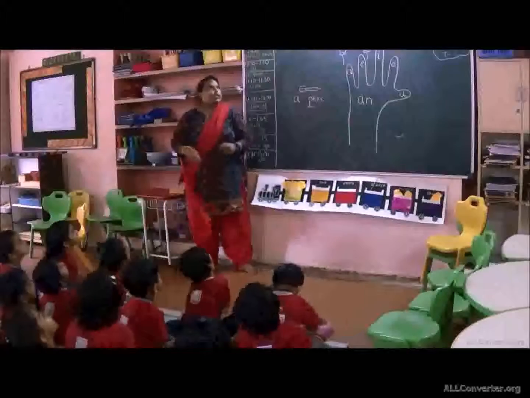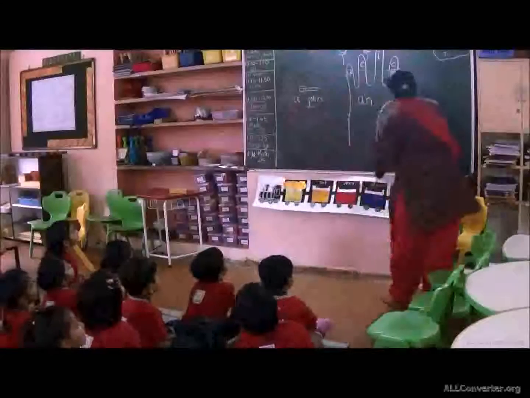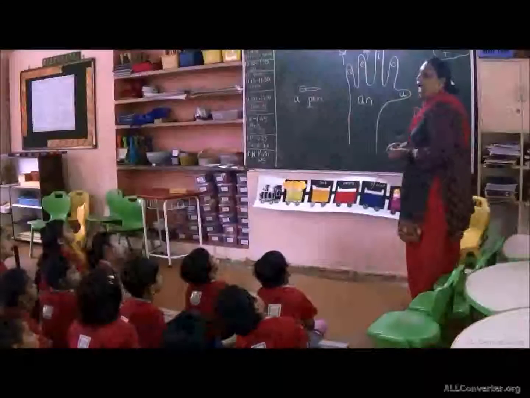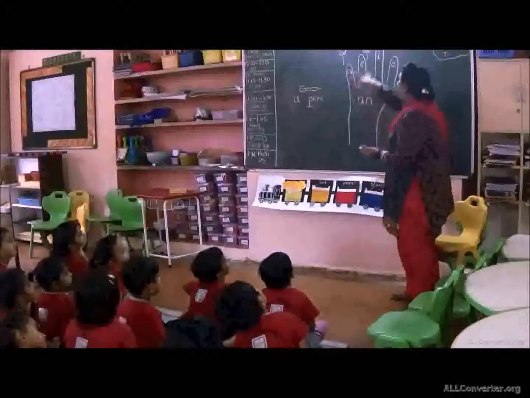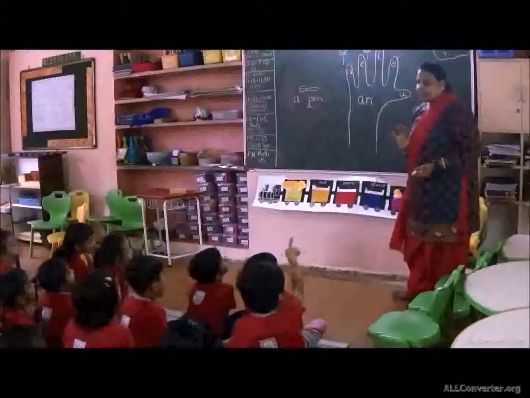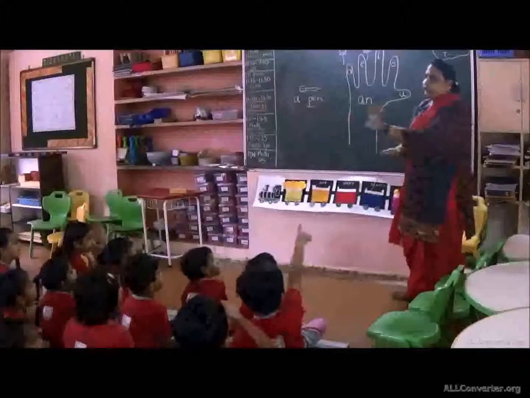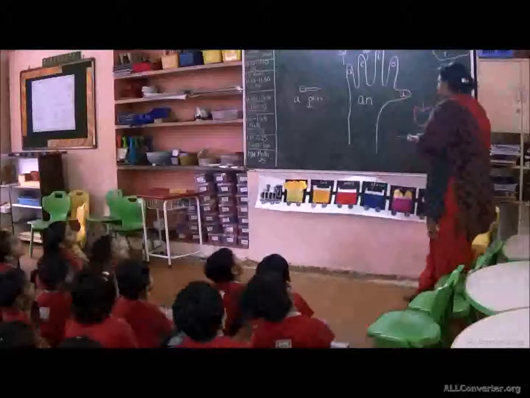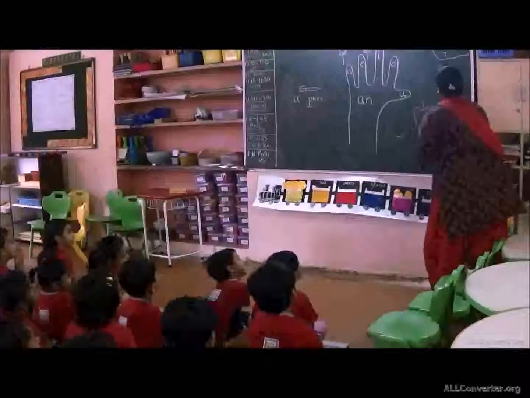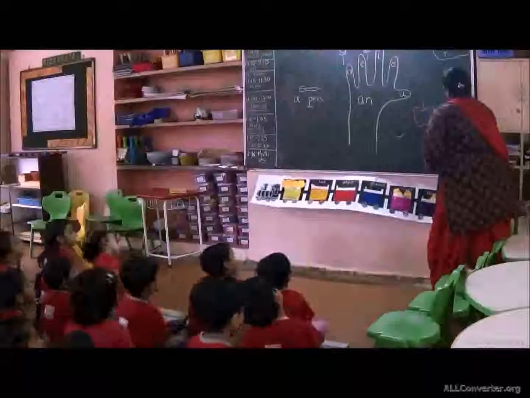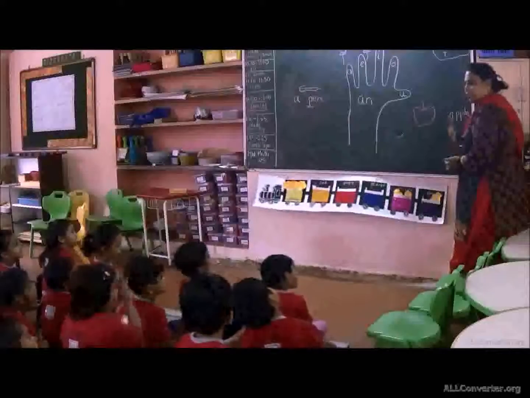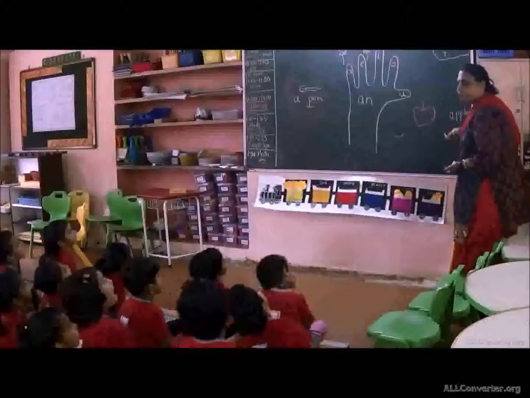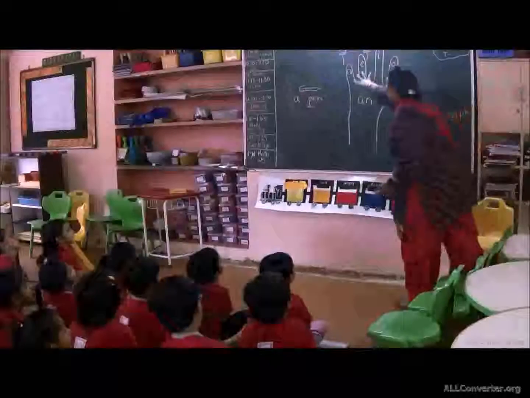But suppose I give you apple. What is the beginning sound of apple? In these 5 fingers, is A there? Yes, it is there. Let me write the word apple. This is apple. So what is the beginning sound here? A. Apple. So A is there.